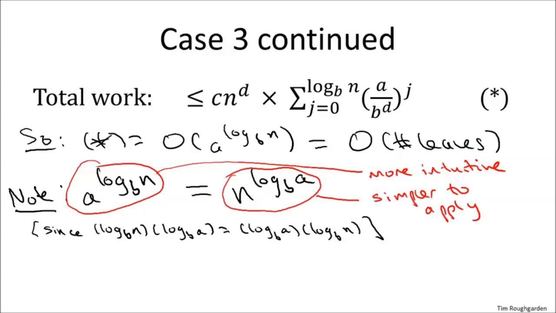In any case, whether or not you want to think about the running time in case 3 as proportional to the number of leaves in the tree, or as proportional to n to the log base b of a, we're done. We've proved it. That's case 3. That was the last one. So we're done with the master method. QED.